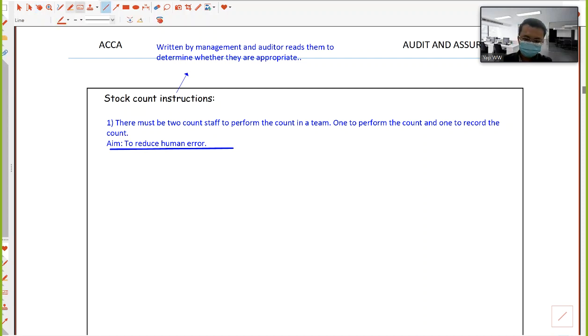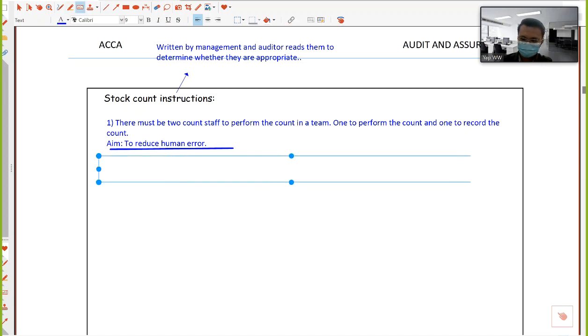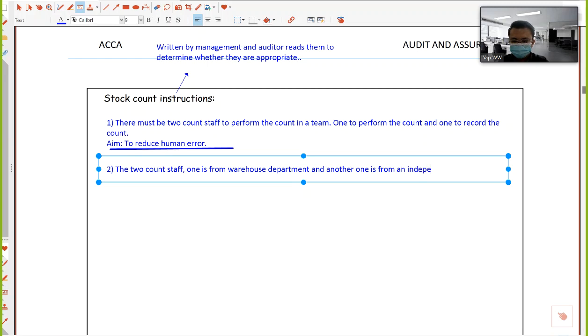Number two. The two count staff, one is from the warehouse department and another one is from an independent department, such as the purchase or accounts department. Doesn't matter, so long as they are not both of them from the warehouse.